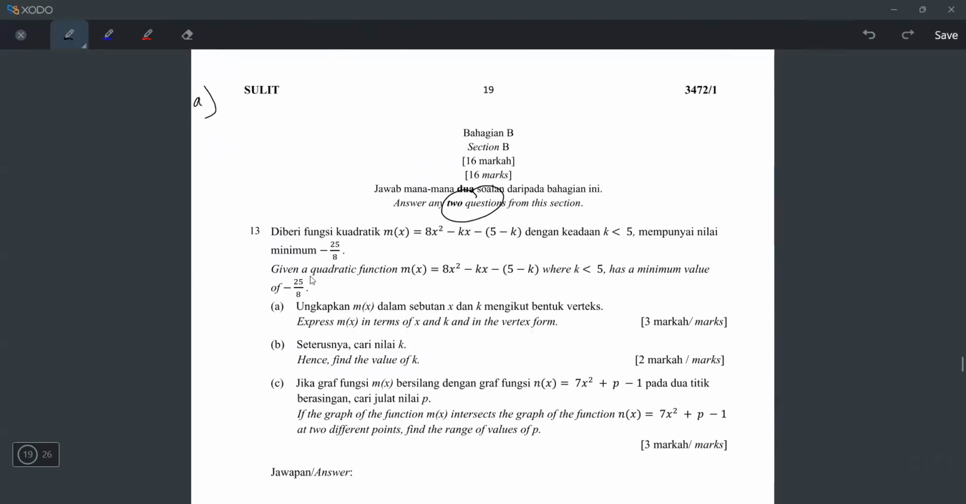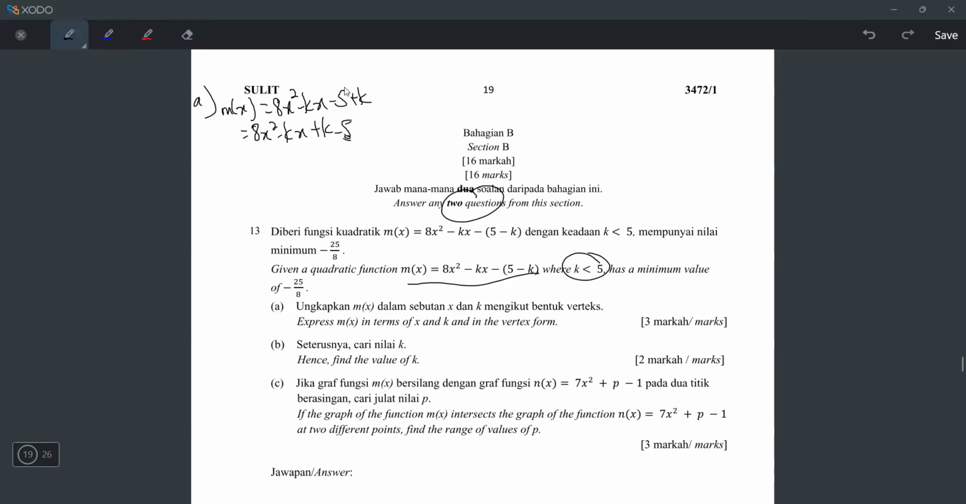Okay, let's go. Given a quadratic function, this one where k is smaller than 5. Okay, let's write down. Mx equals, okay, this one I can see is in general form already, right? 8x squared minus kx. Okay, why not we just directly expand this one? So it becomes minus 5 plus k, right? Okay, so now it's already in general form. It means my a is 8, my b is negative k, my c is the whole thing, negative 5 plus k. But you can also write it like this: 8x squared minus kx plus k minus 5. It's the same thing.